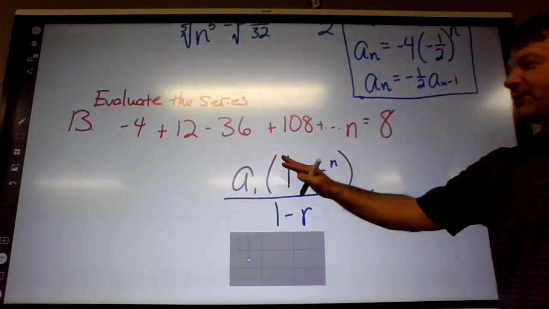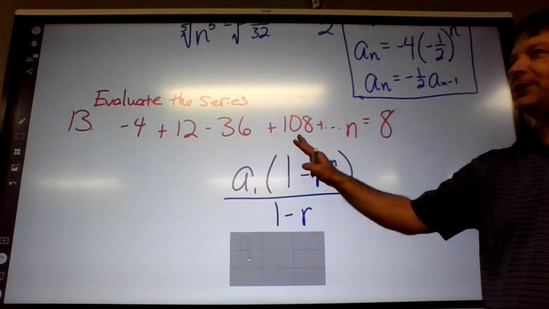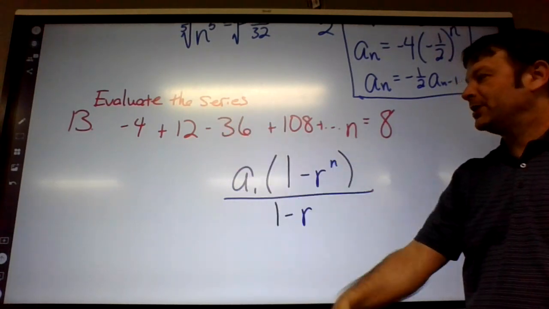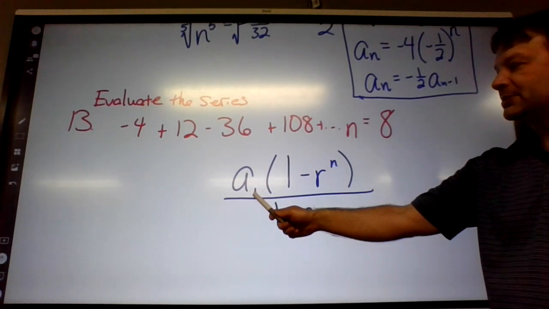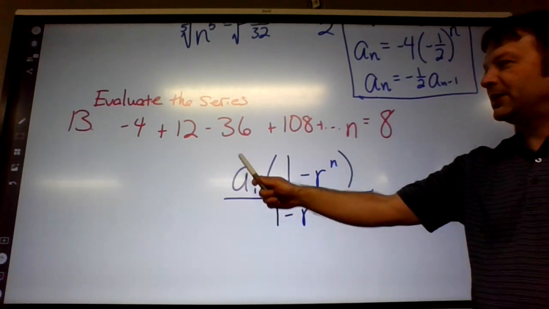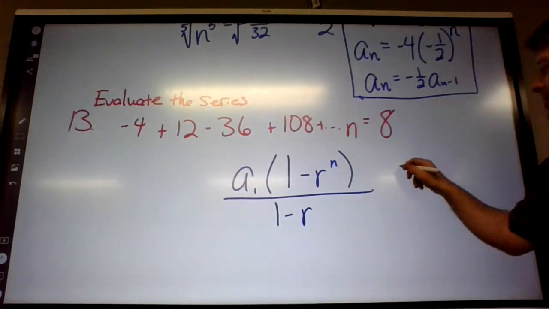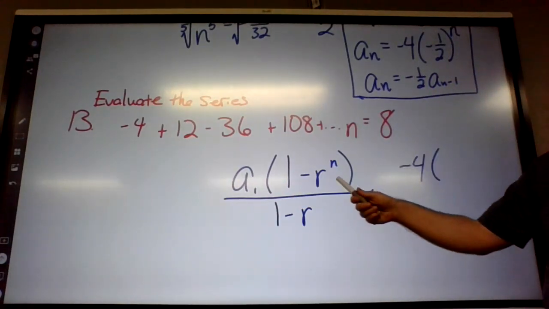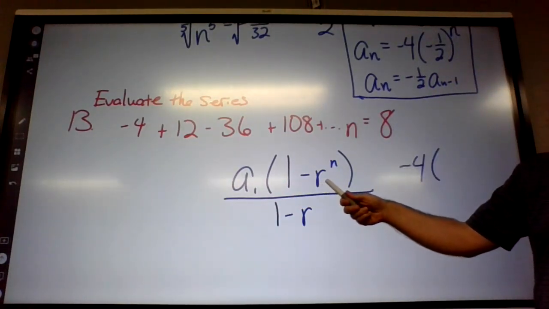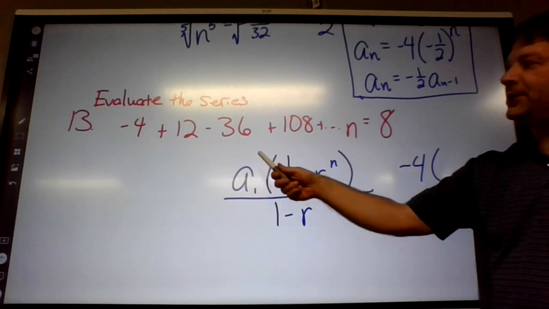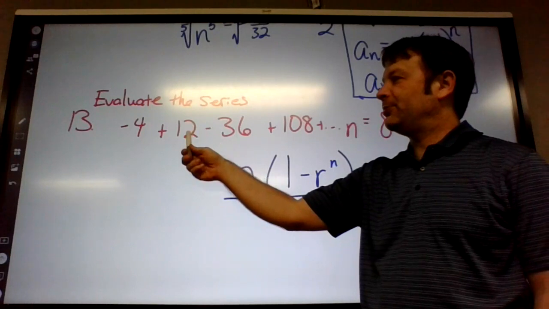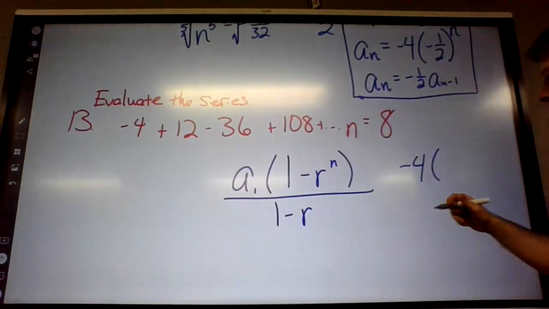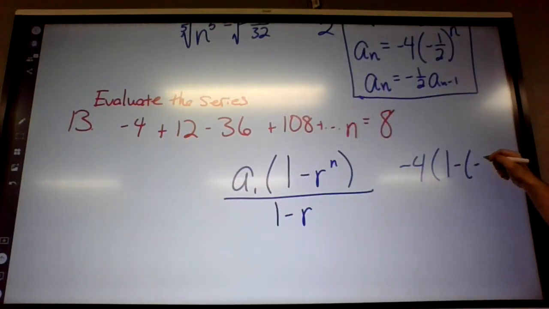Yeah, this is the formula for evaluating geometric series over there on the board. So what's a sub 1 going to be on this series? -4. That just means the first term. So what's R? It's the common ratio. What do you multiply to get from -4 to 12? Or you could say, what's 12 divided by -4? -3. So it's 1 minus -3.